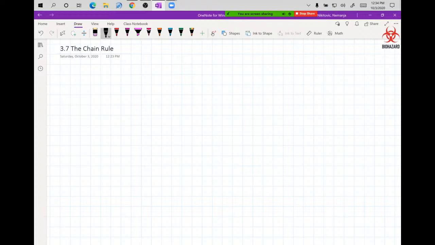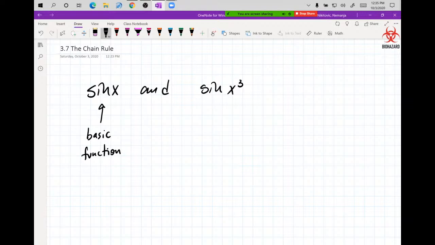So what is the difference between sine x and sine x cubed? Obviously, the cube part, right? But the thing is that this over here is the basic function, right? I like to call that vanilla, where this over here is a function composition.